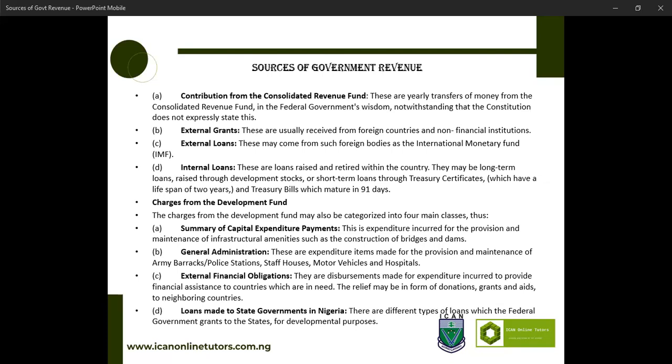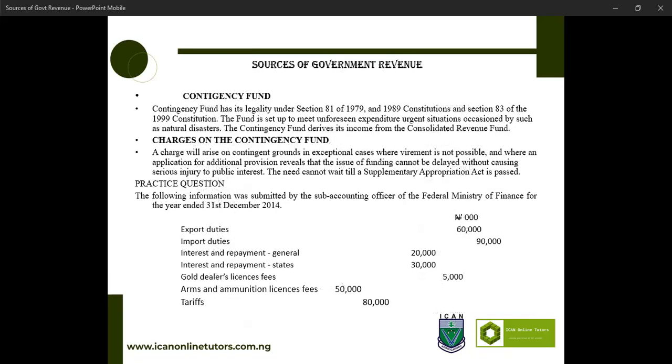And the fourth one, loans made to state governments in Nigeria. These are different types of loans which the federal government grants to states for developmental purposes. And lastly, we have the contingency fund account.